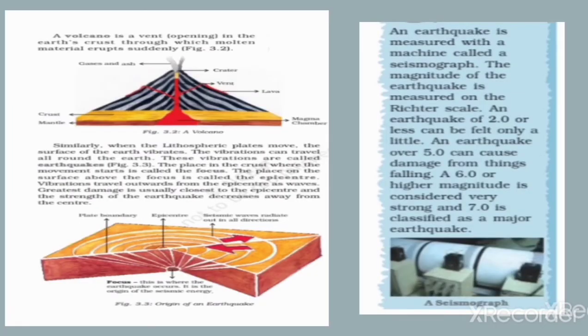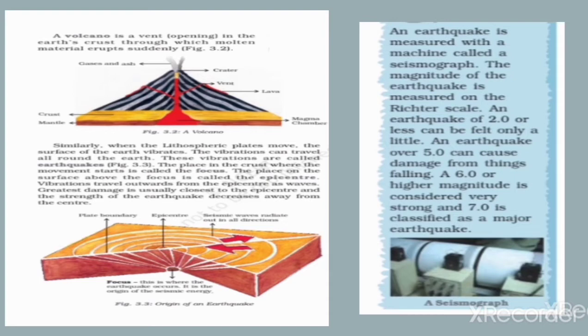Next, what is a volcano? A volcano is nothing but a ventilator on the earth's crust through which molten material erupts. When the lithospheric plates move, the surface of the earth vibrates. The vibration can travel all around the earth. These vibrations are called earthquakes.